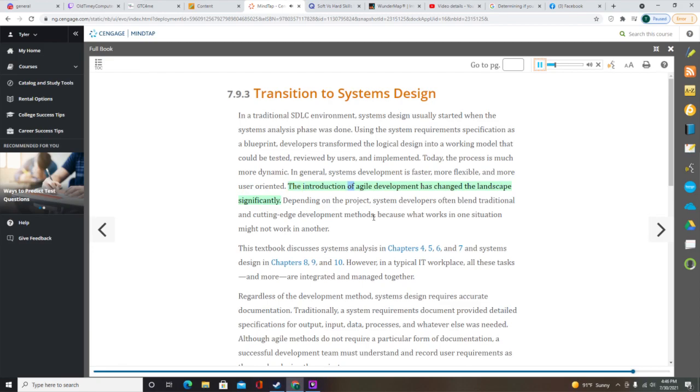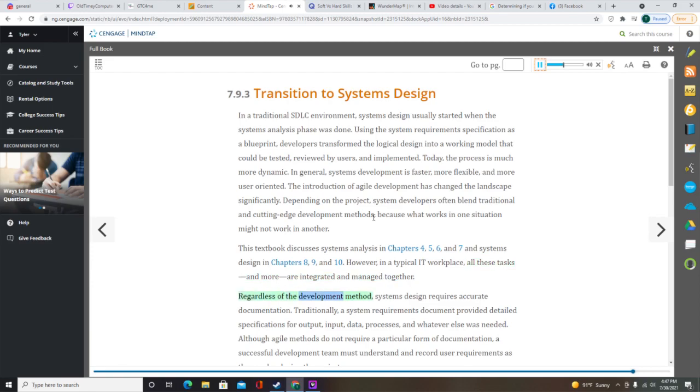In general, systems development is faster, more flexible, and more user-oriented. The introduction of agile development has changed the landscape significantly. Depending on the project, system developers often blend traditional and cutting-edge development methods, because what works in one situation might not work in another. This textbook discusses systems analysis in chapters 4, 5, 6, and 7 and systems design in chapters 8, 9, and 10. However, in a typical IT workplace, all these tasks and more are integrated and managed together.